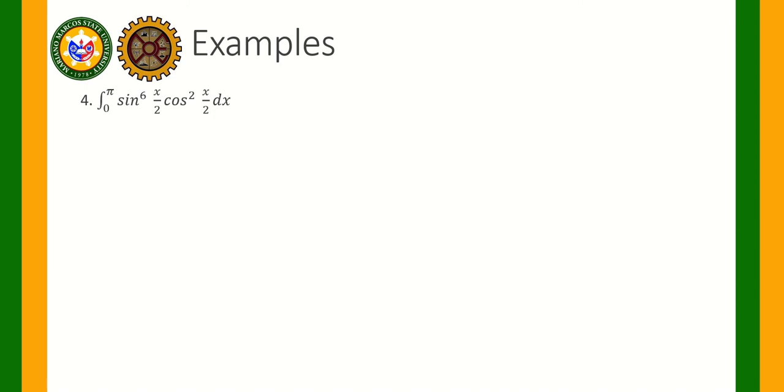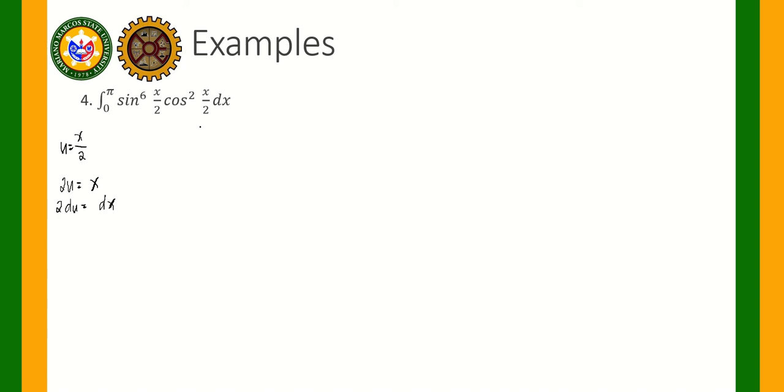So let's say, mag-let u tayo. Okay, so let u be equal to x over 2. Then we can cross multiply this one. So 2u is equal to x. Then 2 du is equal to dx. So this is what we will substitute dito sa dx natin.